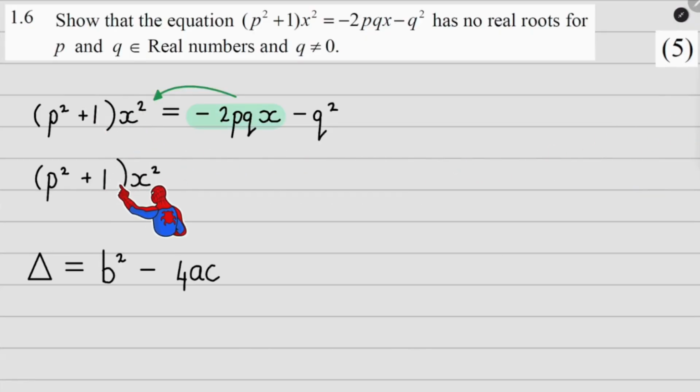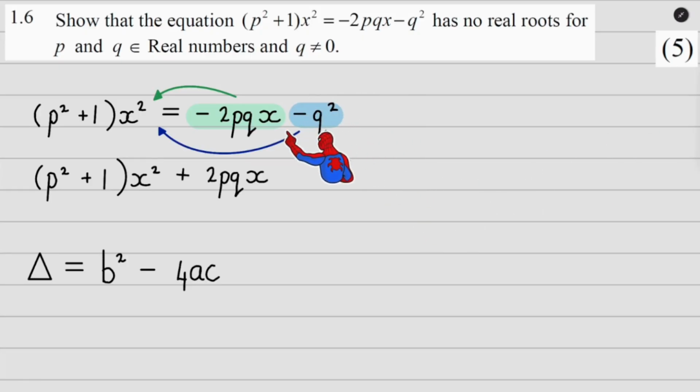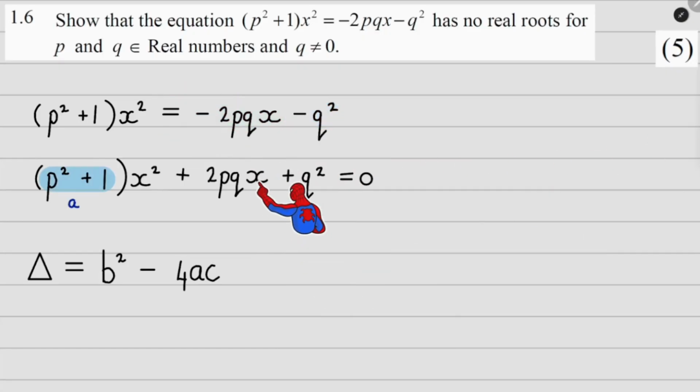Okay, so this is going to stay in front. When I move this over, it changes from a minus to a plus. And then we're going to move this one all the way to the end here. And it's a minus over here, so if I move it over the equal sign, it's going to become plus q squared. And as always, we have the equals at the end, my bro. Now I can extract my a, b, and c values. The coefficient of x squared is a, so p squared plus 1 is my a value. And the coefficient of x is my b value, so 2pq is my b value.